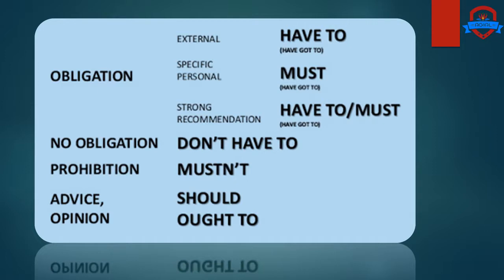If there is a strong recommendation, you can use both of them. For example, you must try McDonald's French fries. If there is no obligation, you can use don't have to. You don't have to tell me everything about your family. No need. If something is prohibited, you can use mustn't. You mustn't drive a car without a license. For advice, you can use should or ought to. You should study hard. It's better for you, not for me.